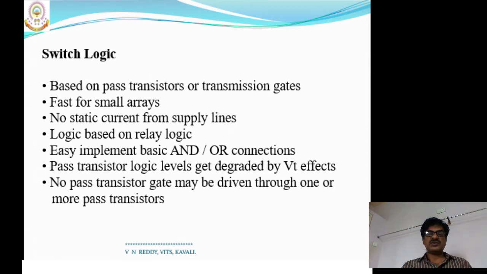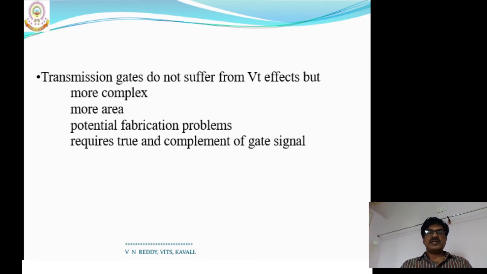If you use the transmission gates, you can avoid the voltage degradation problem because of the threshold voltage. So with the transmission gate, you can reduce the voltage degradation problem. But with reference to transmission gates, the complexity is more, so more area it occupies. Fabrication problems you can get. To operate the transmission gate, true and complement control signals you need to have. Those are the problems with reference to transmission gate.